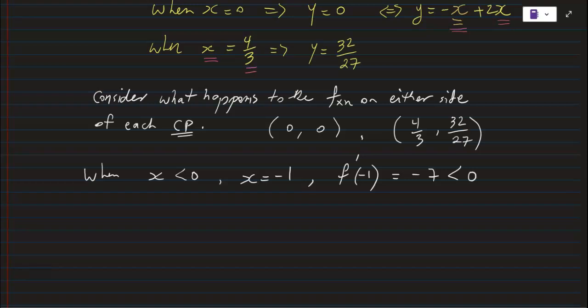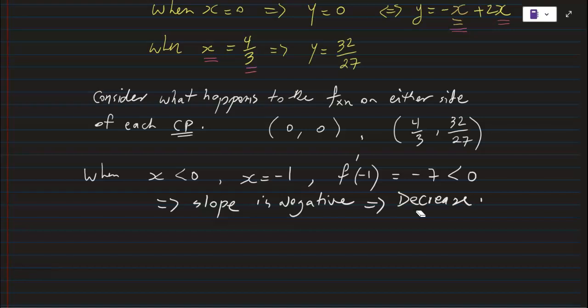And if the first derivative is a negative value, that means that the slope is negative. That means the graph is a decreasing graph in that region. That means the curve is decreasing, okay? So that means the graph is coming down, the curvature is coming down.